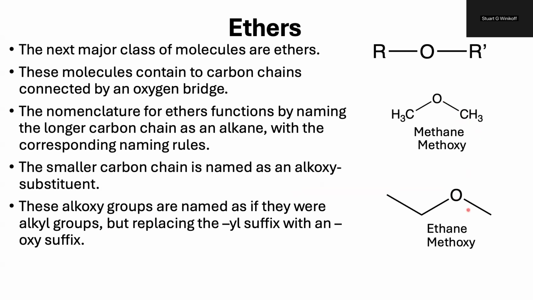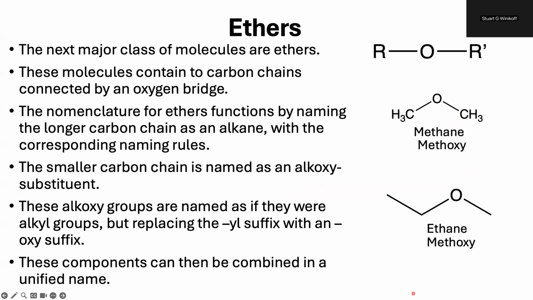Now, when combining their names together, I use that methoxy as a prefix. The alkoxy substituent gets used as a prefix on top of the alkane name. So the first one is a methoxymethane as opposed to a methoxyethane. Again, the first portion is the alkoxy group, followed by the alkane root.